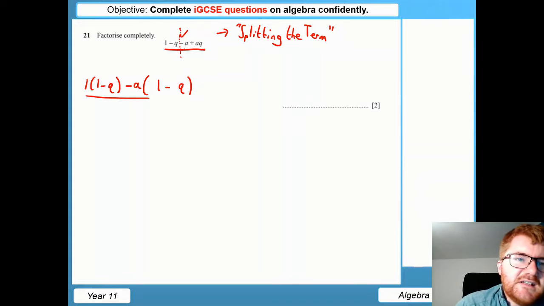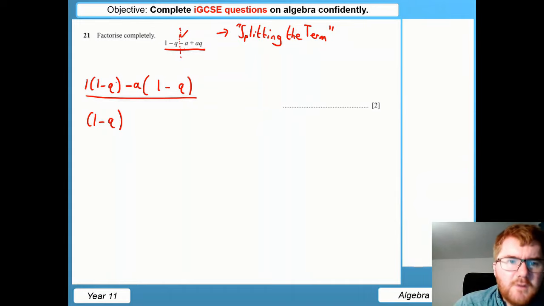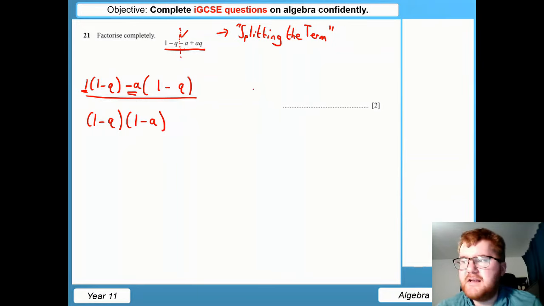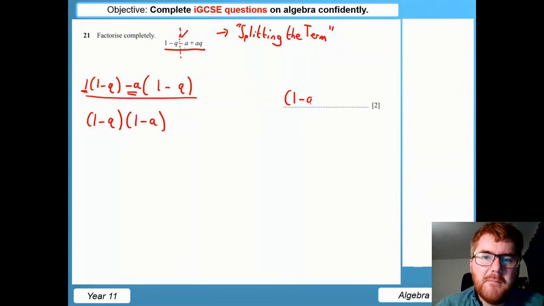If we look at this expression, what do they have in common? Well, they have a 1 minus q in common. What's left outside? Well, we have a 1 here and a minus a. We put that into a second bracket. So we get our final answer of 1 minus q, 1 minus a.